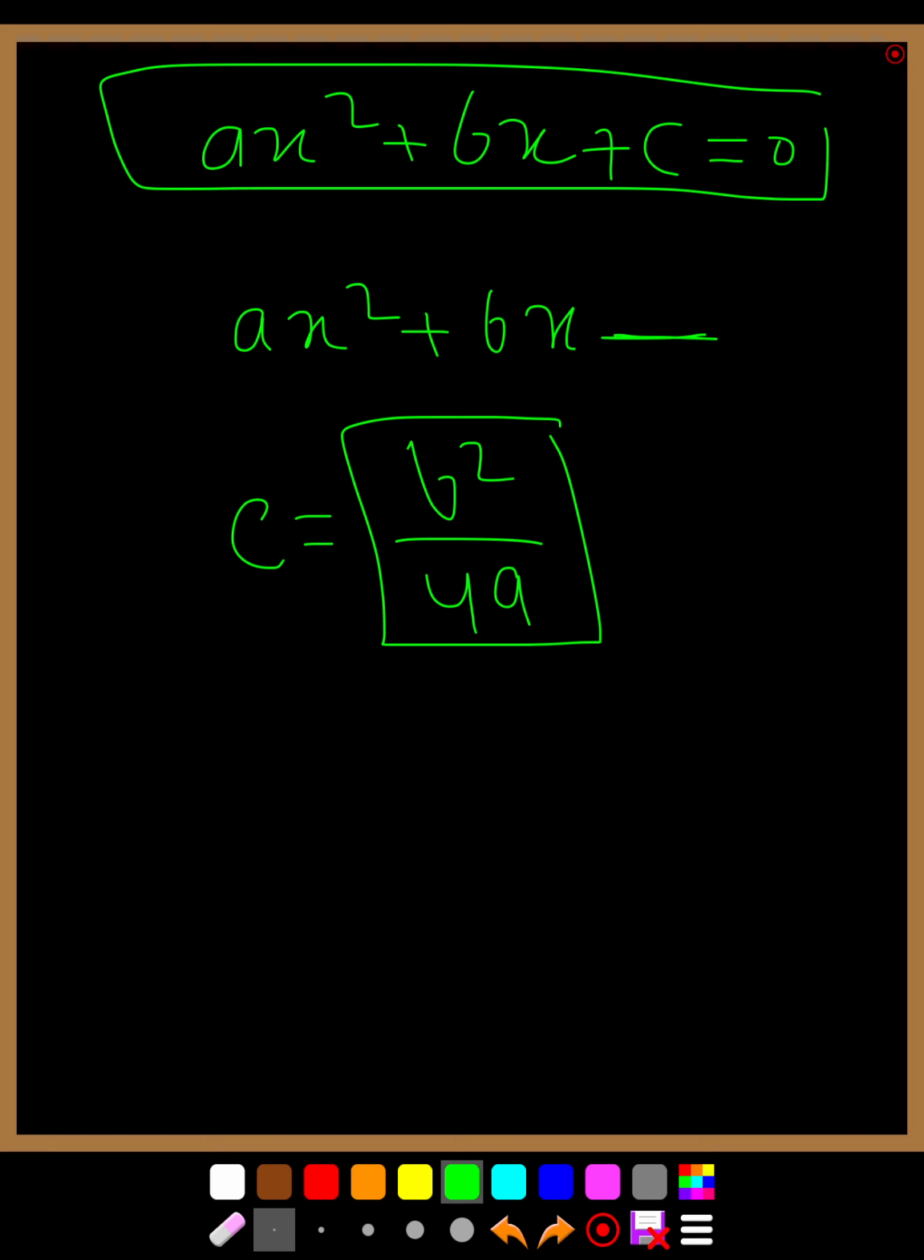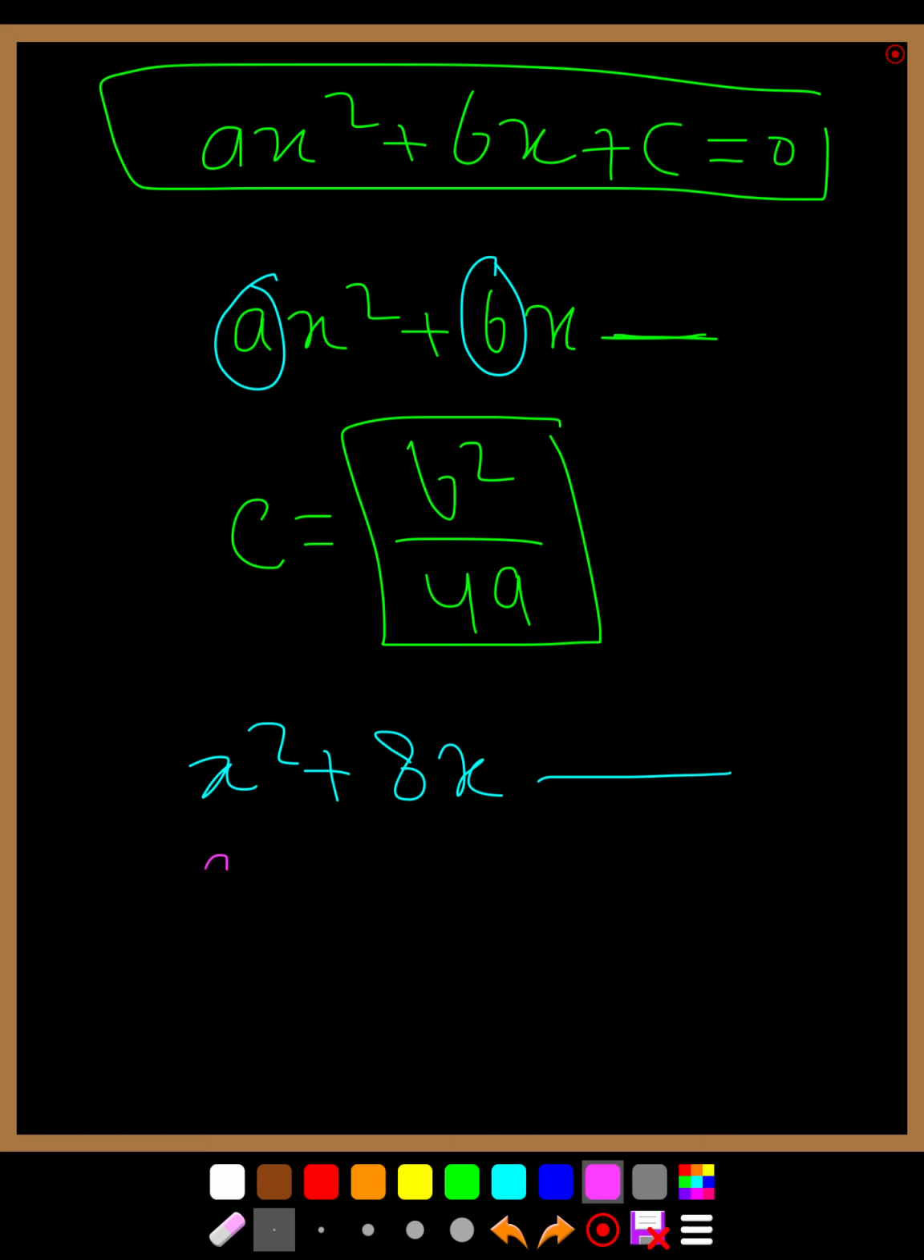Be sure the a is the coefficient of x power 2, and the b is the coefficient of x. Let's have an example. If you have x power 2 plus 8x, and I ask you to find the third term, how can you find it? As I told you, the first step is to write a and b. What is a here? A equals the coefficient of x power 2, which is 1, meaning nothing written, meaning 1. And the b equals 8.